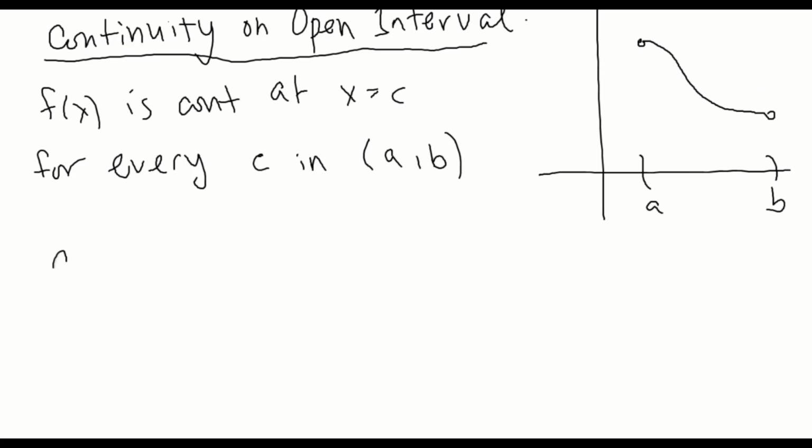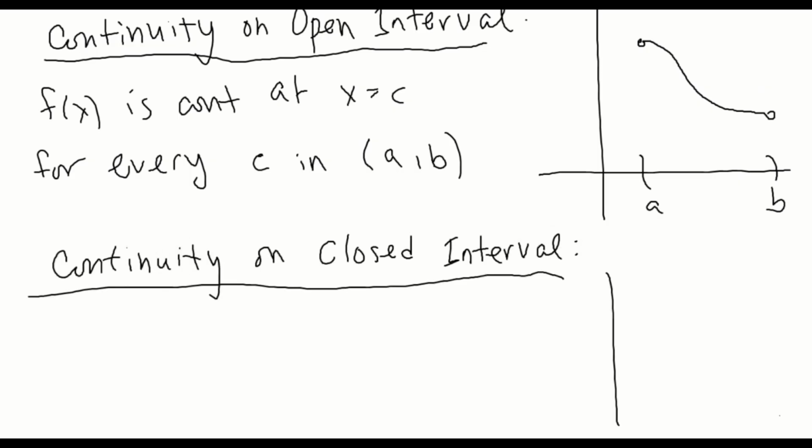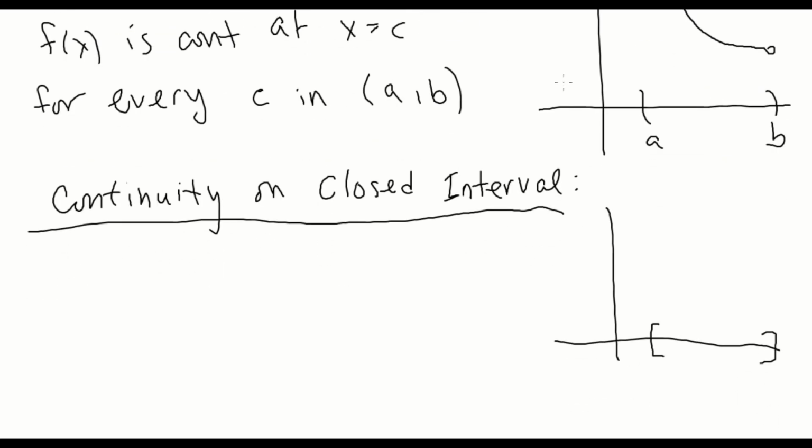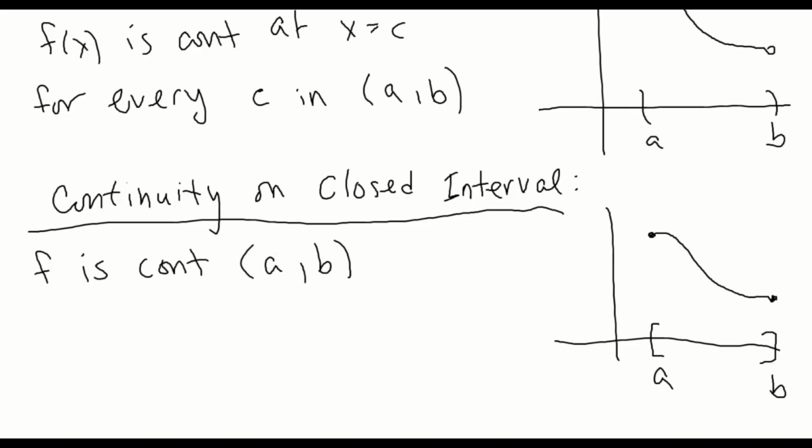Now let's take a look at continuity on a closed interval. We say that for a function to be continuous on the closed interval [a, b], f has to be continuous on the open interval (a, b). f is continuous at every point in the interior of [a, b]. Now for the endpoints, we require it to be continuous from the right at a and from the left at b.